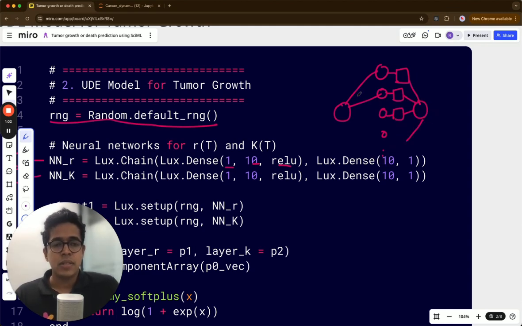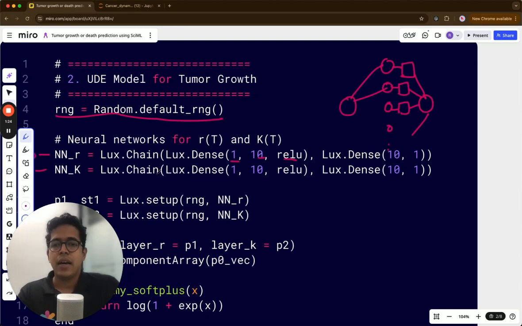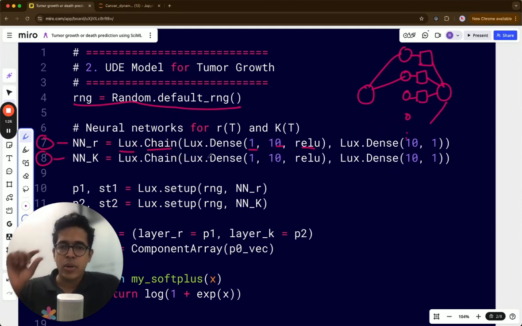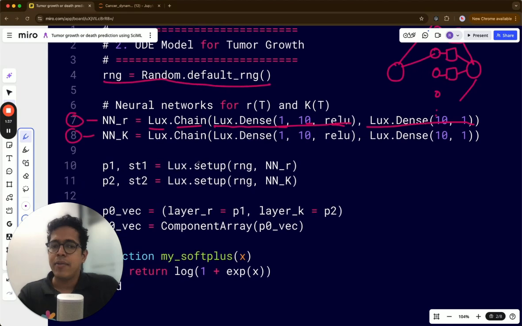This is a fully connected neural network. This node is connected to every single node in the hidden layer, and then connected to every single node in the output layer. Even if this neural network required two inputs, you could put 2, 10, and then both nodes in the input layer would be connected to all 10 nodes in the hidden layer. So this is called a fully connected neural network. Here we are using Lux.Chain because you are chaining the multiple layers of the neural network sequentially. You construct the connection from input to hidden, then from hidden to output. Similarly, you have an exactly same structured but separate neural network for predicting K.